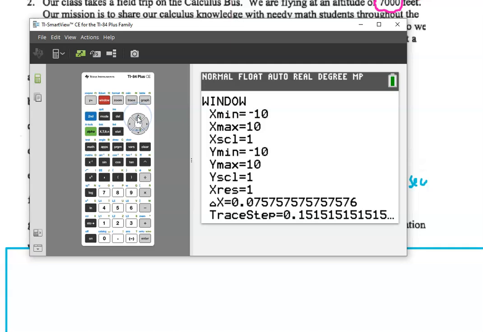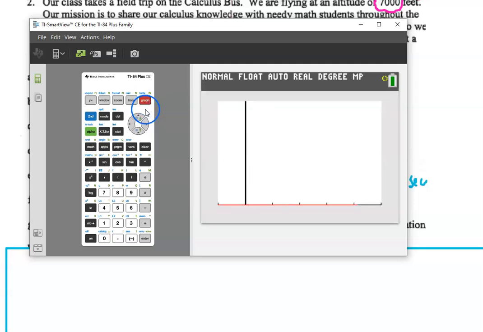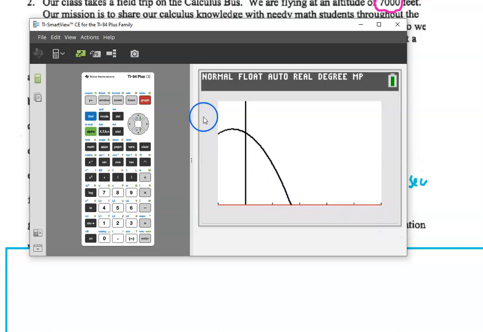I was starting at 7,000, so maybe I'll do the Y max at 10,000. And my Y scale may be counting by, I don't know, 50. I'll just play with it. And then I'm going to open the X max to, let's say 50, and I'll count by tens, and let's see what that does. When you're playing with the window, you're playing with the window, literally. Oh, I see it, nice.